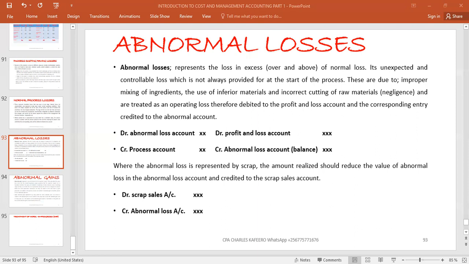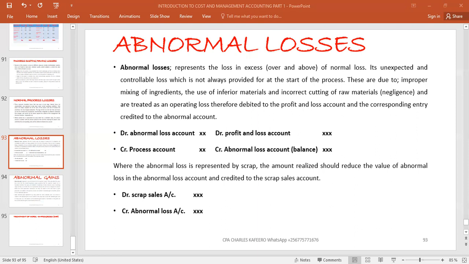are not always provided for at the start of the process. When you are starting our process, we don't budget these abnormal losses because we assume that we are not going to incur them, because there is no business that can come in and you start the production with the intention of making losses. We just get what we can have as the normal losses, as the prudence concept says, that you remove what you were likely to face in terms of the losses, not necessarily assuming that you are going to be making profit all the time.